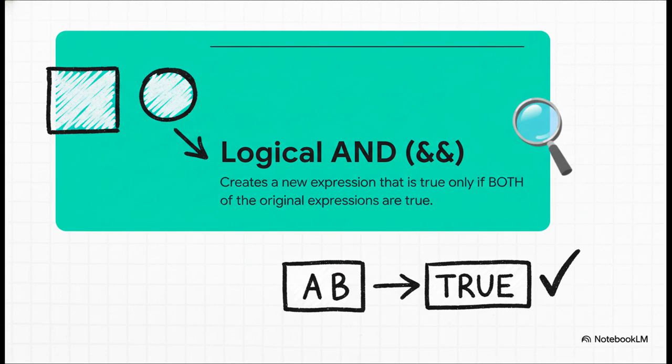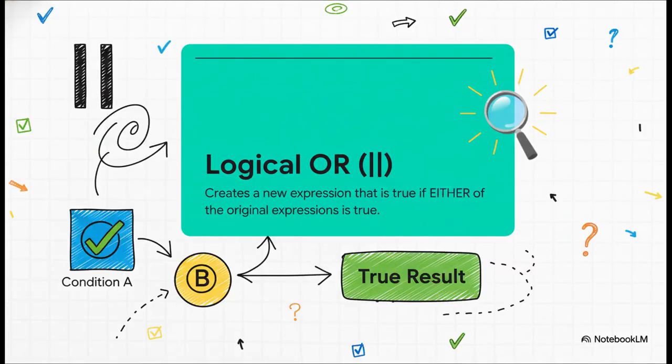When you use AND to connect two conditions, you're telling the computer, hey, I don't want you to do anything unless condition A and condition B are both true. It's a very strict requirement. The flip side of that is the logical OR operator, shown with two vertical pipes. Now, OR is a lot more flexible. It tells the computer, look, I'm happy if condition A is true or if condition B is true. As long as at least one of them checks out, we're good to go.